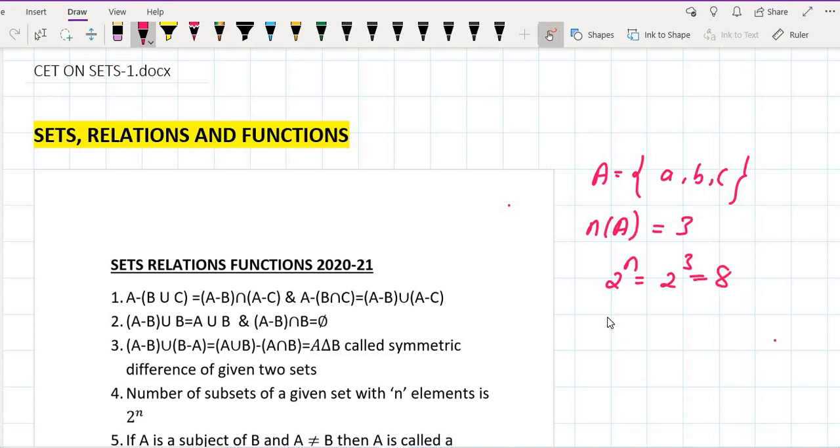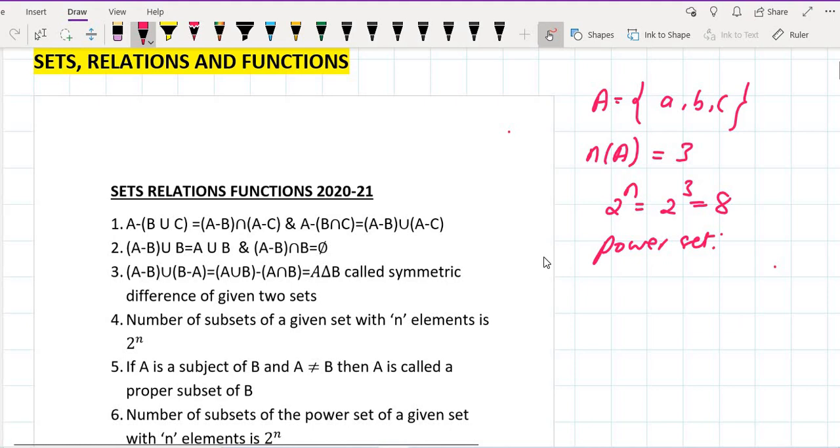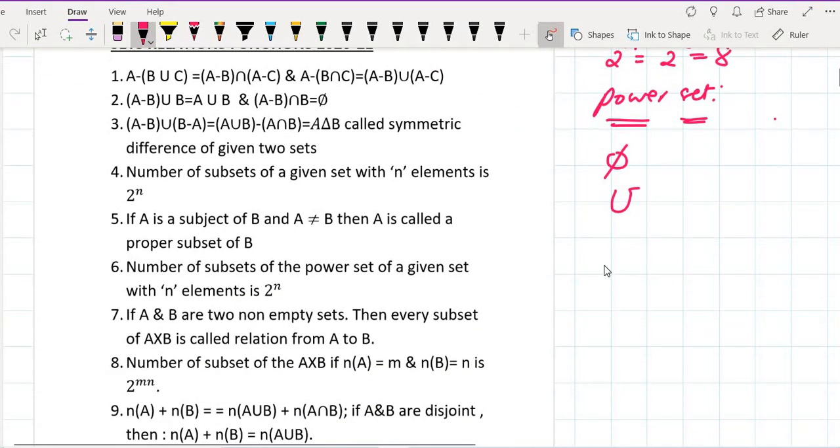Next consider power set. Power set is the set of all the subsets of the given set. Next consider null set, a set without any entry, denoted like this. Consider singleton set, a set with one entry. Consider universal set, the notation used for that is U. Next consider Venn diagram.